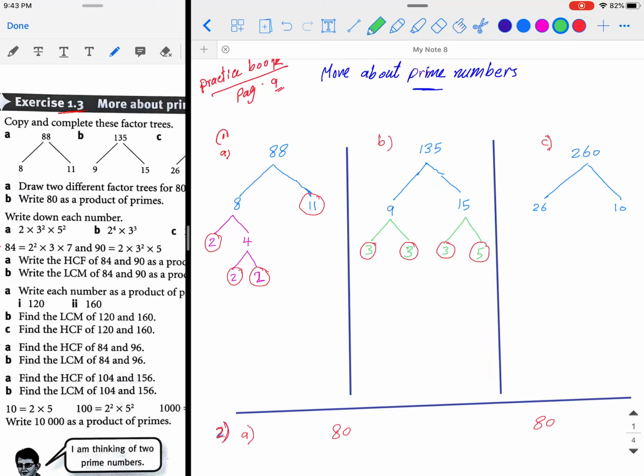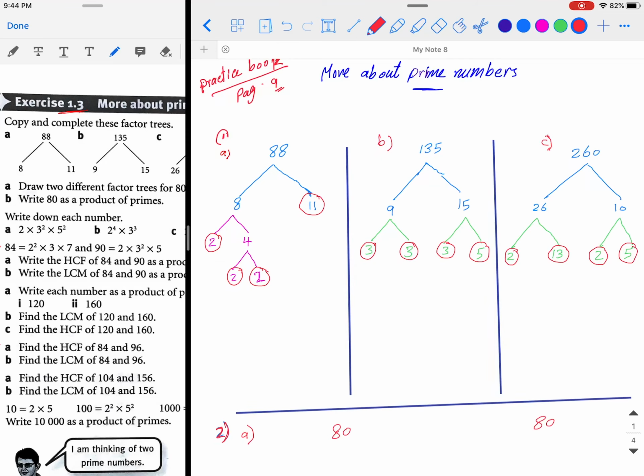Last one here, we have 260. Okay, he made it for us: 26 by 10. So this 26 is what by what, and this 10 is what by what? 10 is simple, 2 by 5, and 26 you can say, for example, is 2 by 13, nothing else actually, because 13 is a prime number, so you can't break it down. So here are the prime numbers: 2 and 13 and 2 and 5.